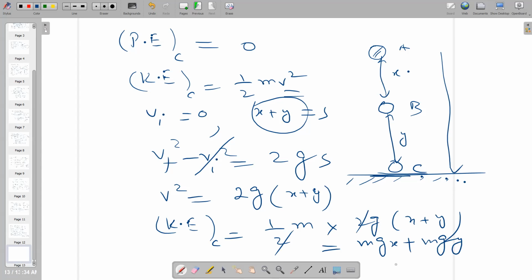So the total energy at point C will be 0 plus this factor, and this factor is mgx plus mgy. So in this way, you can see that the total energy always remains constant along the path. But this is constant in a conservative force, not in a non-conservative force.